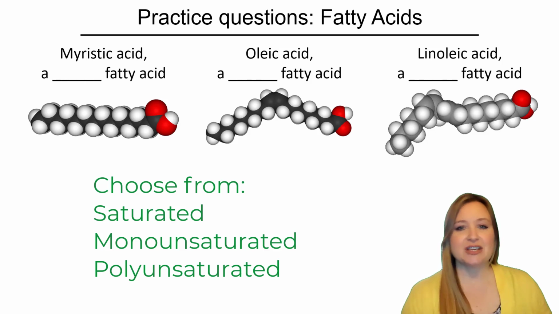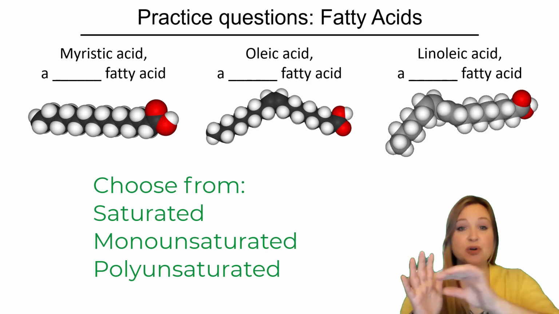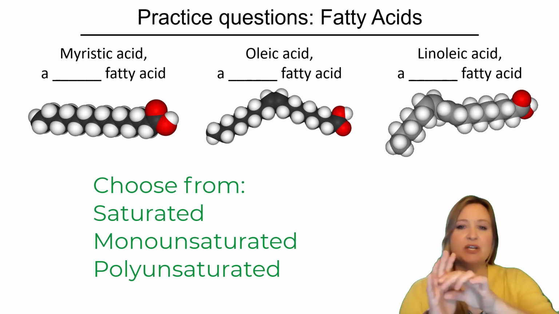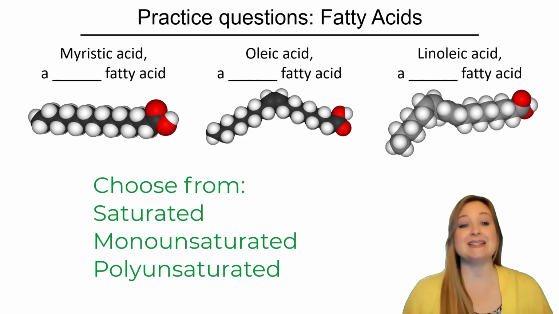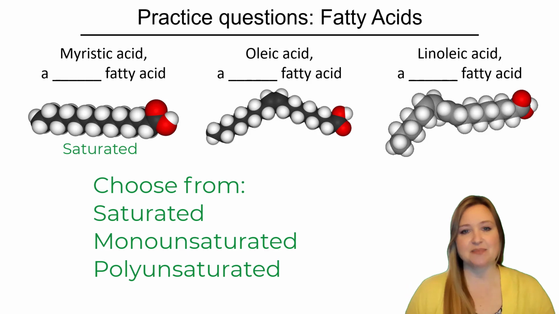Okay, so let's look here. First, myristic acid. If we look at the structure of this fatty acid, we see that it's pretty much linear, right? And so we know if it's linear, there are no bends, that means it's all single bonds, and it is a saturated fatty acid.